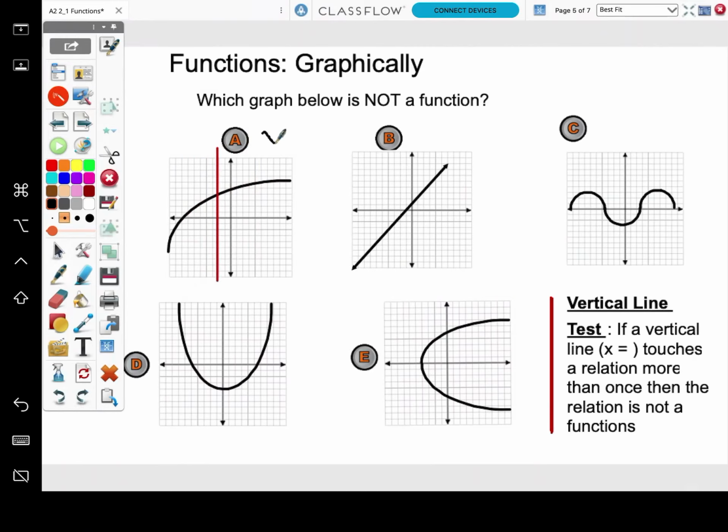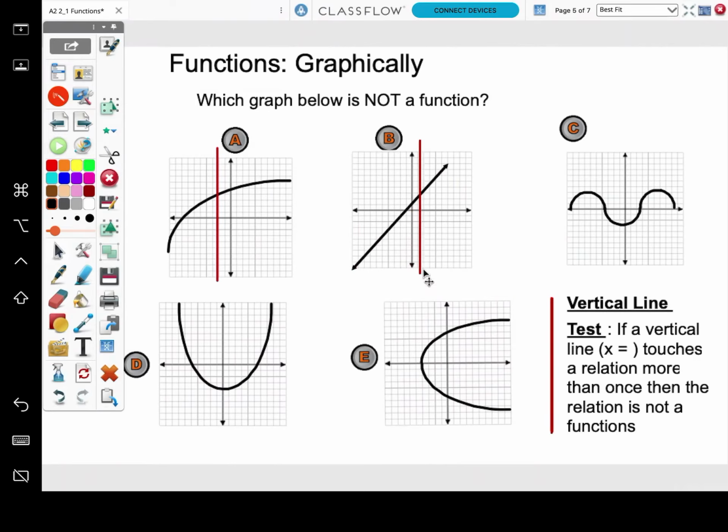Okay. And then it said, well, our question was not a function, so not A. Let's check out B with my vertical line quick. Just scan it through there. Yeah, it looks like it's only touching once.